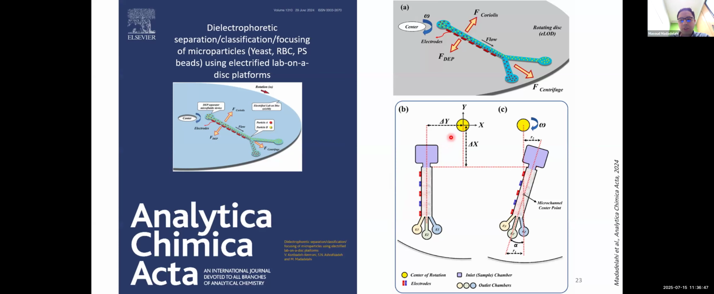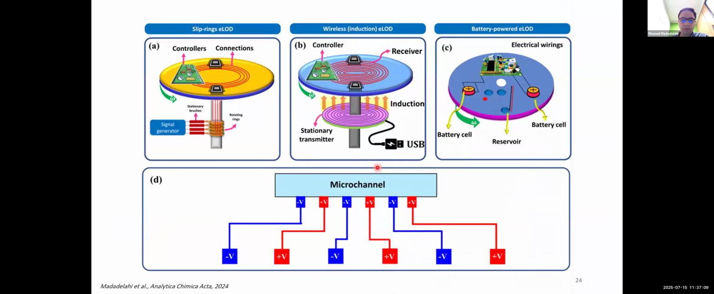You can define different parameters. For example, this radial distance is delta x. This angle is called alpha here. Omega is the angular velocity of this spinning disk. And of course, we have voltage, geometry, number of these electrodes, and so on and so forth.